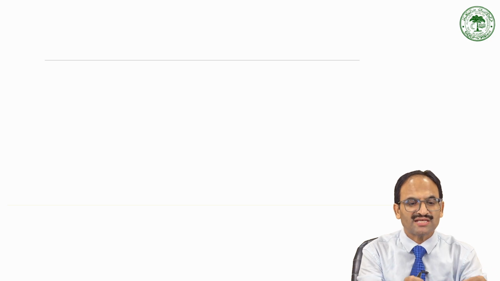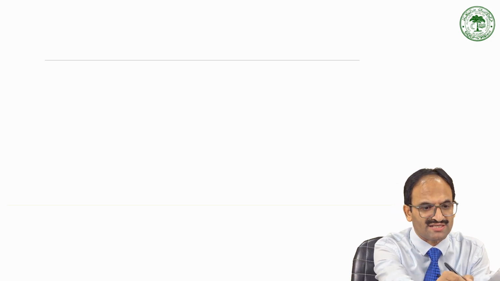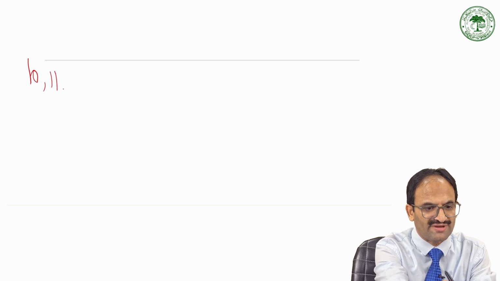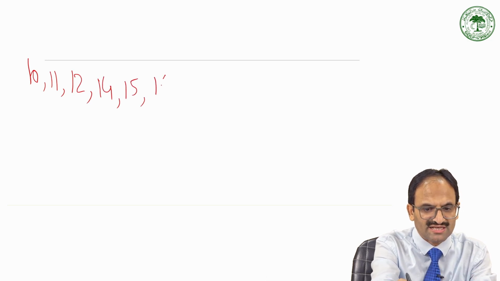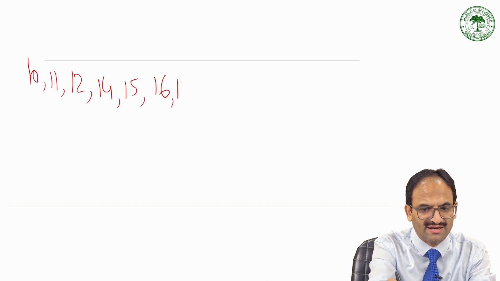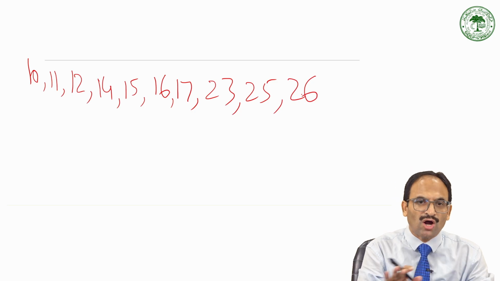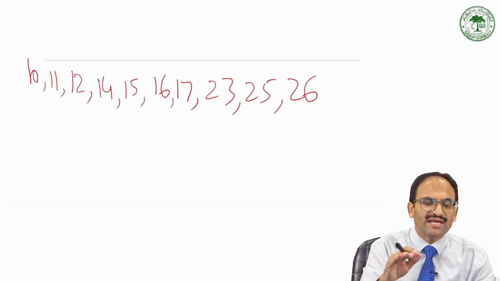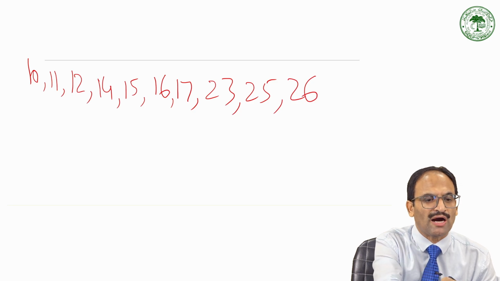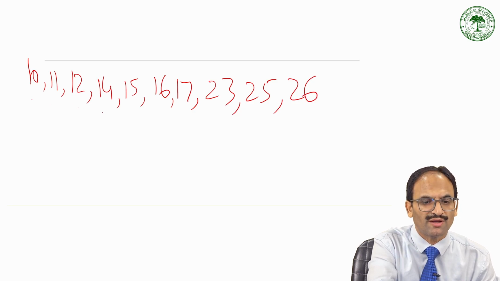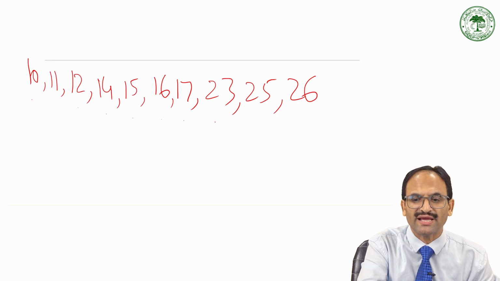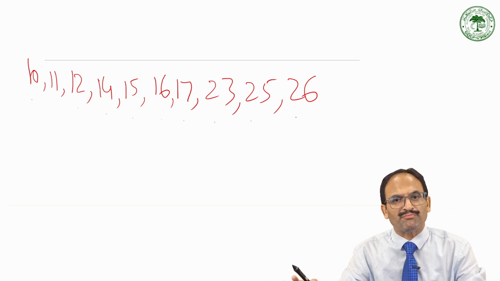So, first of all, see which number is the smallest here. So, 10, then we have 11, then we have 12, then we have 14, then we have 15, then we have 16, then we have 17, then we have 23, then we have 25 and finally we have 26. Ensure that you have not missed any number. So, initially in the data there were 10 numbers. So, let me count 1, 2, 3, 4, 5, 6, 7, 8, 9, 10. So, we have not missed any number.